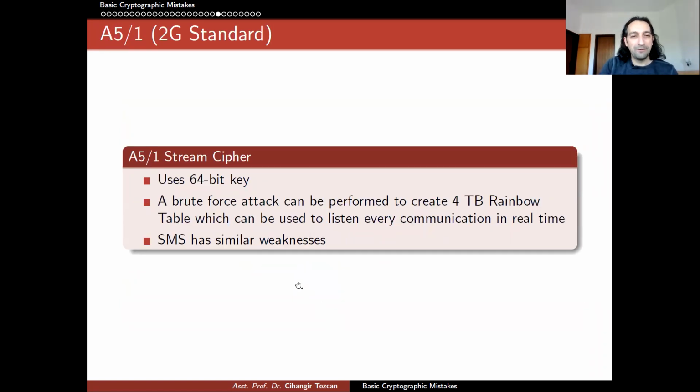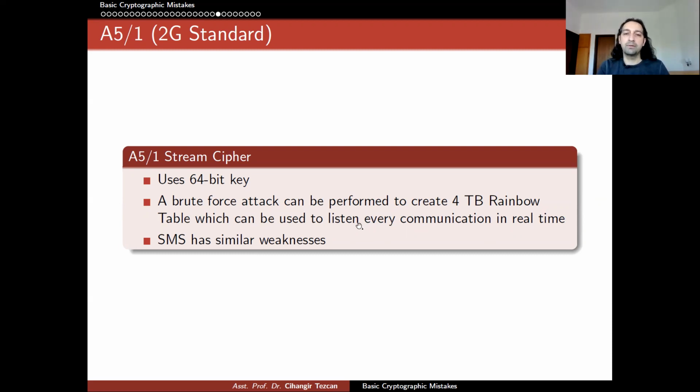Let me move on to A51. This uses a short key, like a 64-bit key, and this is used in 2G communication, by the way. What you can do is as follows. You can perform a brute force attack for this 64-bit key, but you can store some information from this attack. So 4 terabyte hard drives are sold on the market, so you can buy them and store them in a table, which we call rainbow tables.